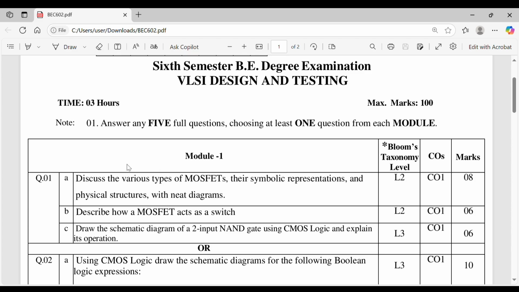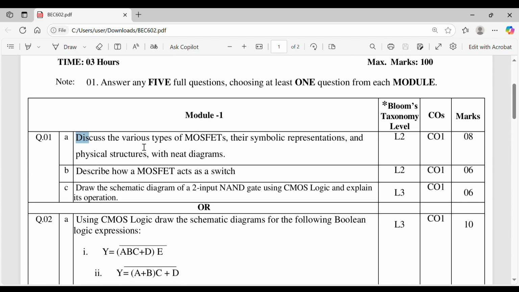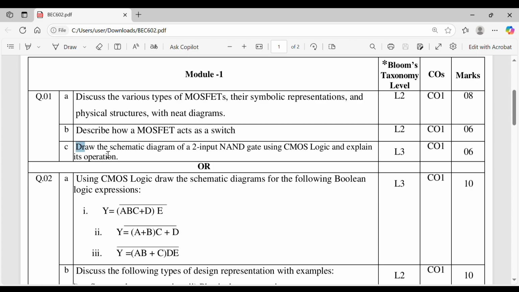The question 1A is discuss the various types of MOSFET and their symbolic representation, physical structure with a neat diagram. 1B question is describe how MOSFET acts as a switch. 1C is draw the schematic diagram of 2 input NAND gate using CMOS logic and explain its operations.